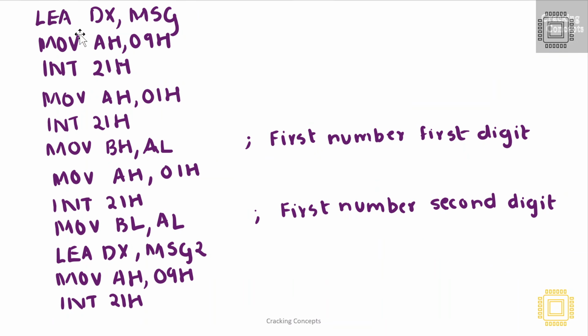So the instruction will be LEA DX, message, and I'll move the value 09H to the register AH and then call the instruction INT 21H. After this, the string will be displayed. Then I am reading the digits one by one. For the first number, I'll be first reading the higher byte.